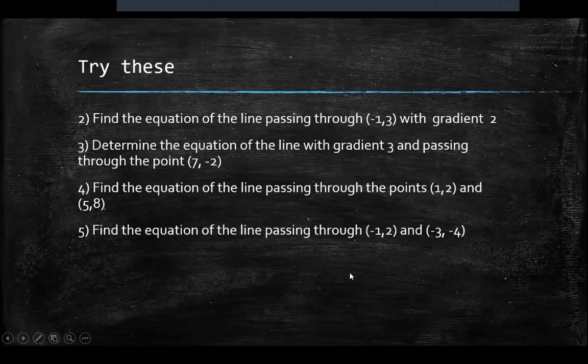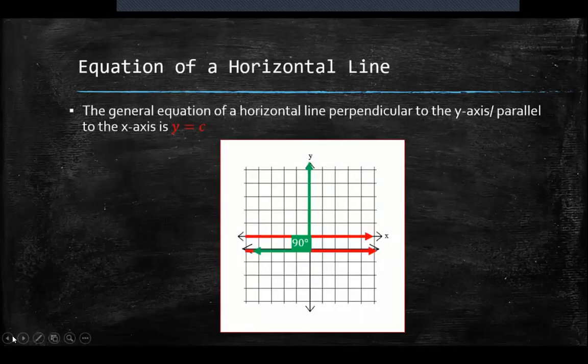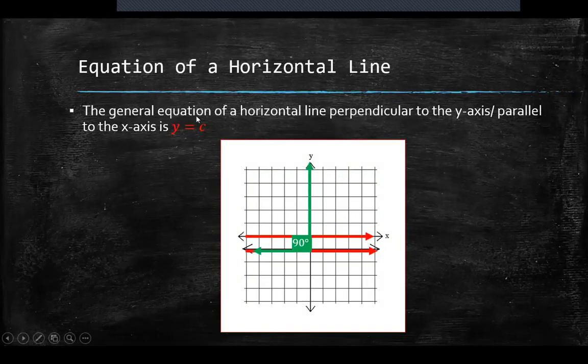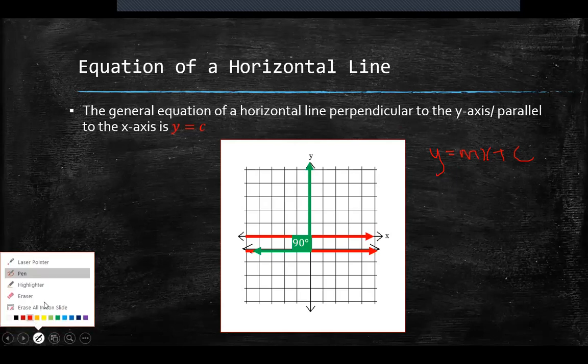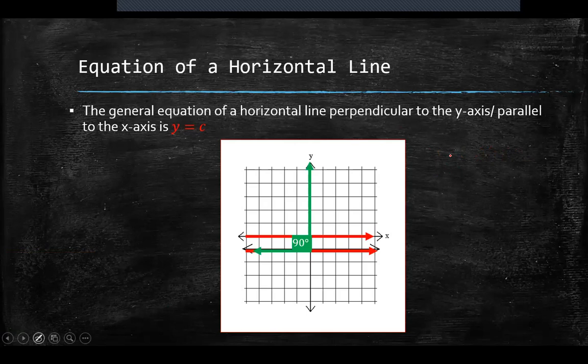All right, so those are the examples we just did. So the equation of a horizontal line. The general equation of a horizontal line, which is perpendicular to the y-axis or parallel to the x-axis. You know how we just said the general equation of a straight line is y is equal to mx plus c. If the line is horizontal, it's just y is equal to c. Remember, c is the y-intercept, wherever it cuts the y-axis.